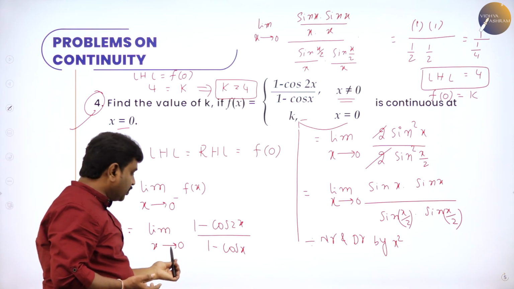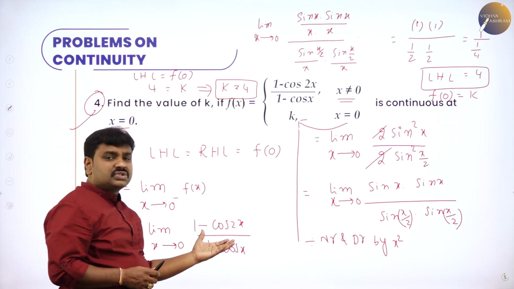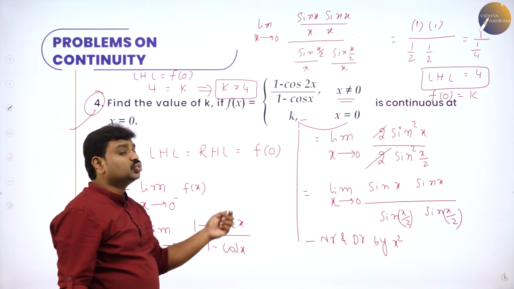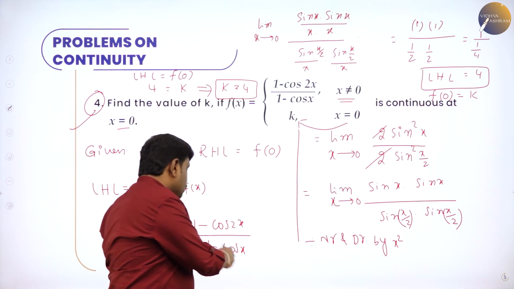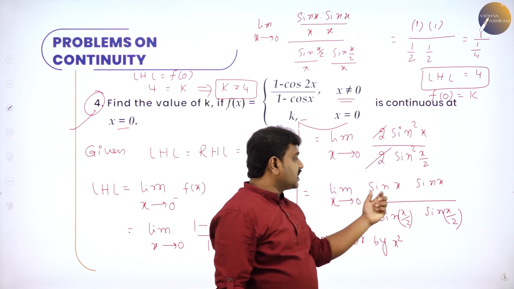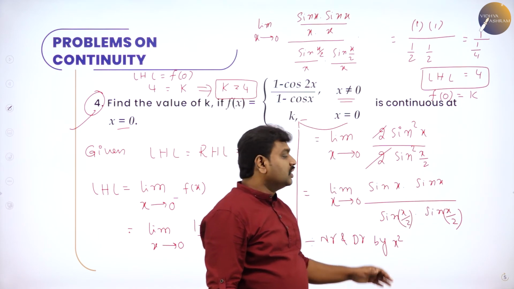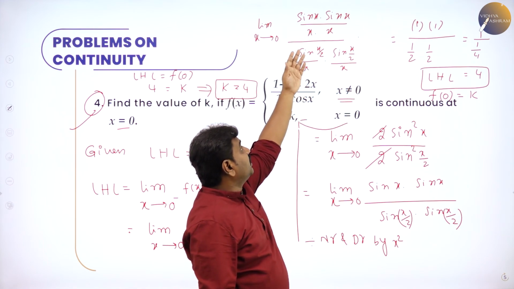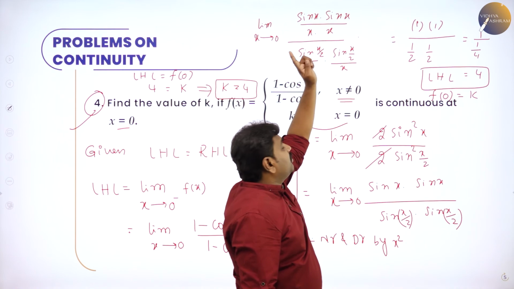Take it. Now in the place of x, if you put 0, you will get 0 by 0. That's why you should simplify using multiple angles. 1 minus cos 2 theta is 2 sin square theta, so 1 minus cos 2x is 2 sin square x. Similarly, 1 minus cos x is 2 sin square x by 2. The 2 cancels. Sin square x I can write as sin x into sin x. Sin square x by 2 I can write as sin x by 2 into sin x by 2. Now divide numerator and denominator by x square. Then split it: sin x by x, if you apply the limit, it will become 1. Again sin x by x, if you apply the limit, it will become 1.